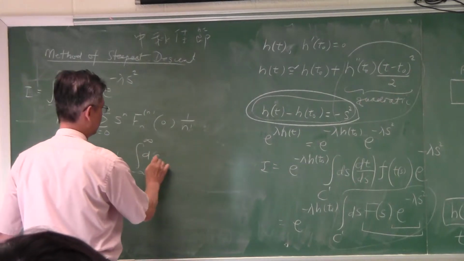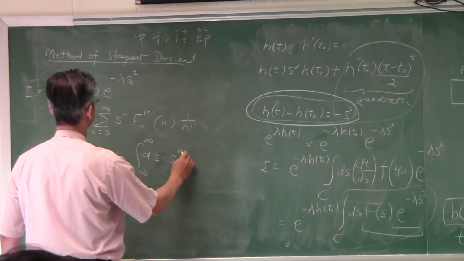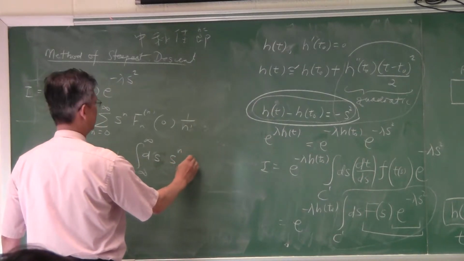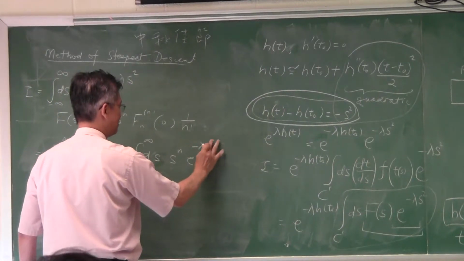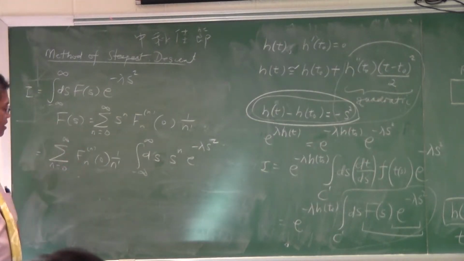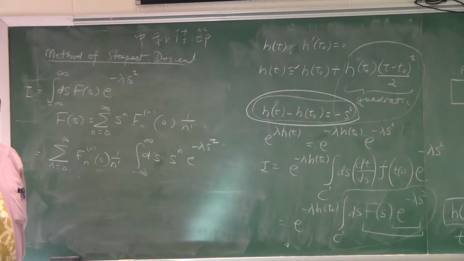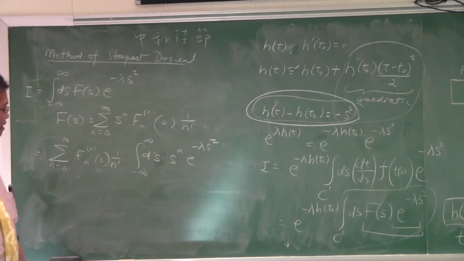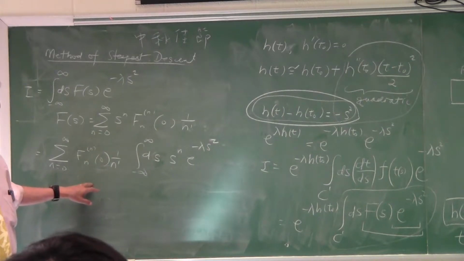The s to the n, e to the minus lambda s squared, right? But what did your mathematics teacher tell you? The do's and the don'ts of exchanging orders of integration and summation. Only if it's convergent. Only if it converges, right? Only if after exchanging the integration and summation this thing still converges.